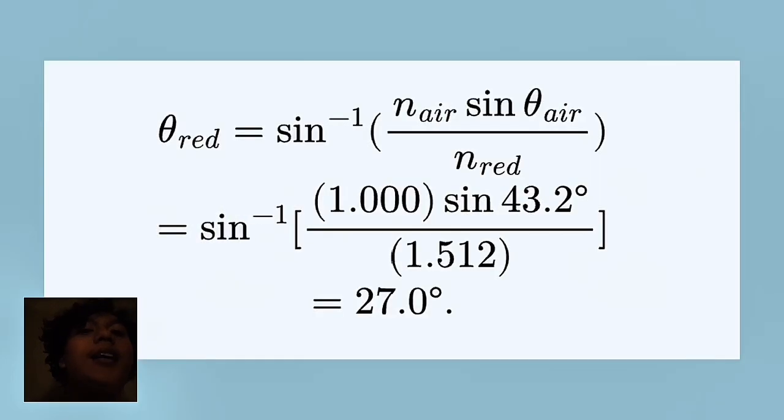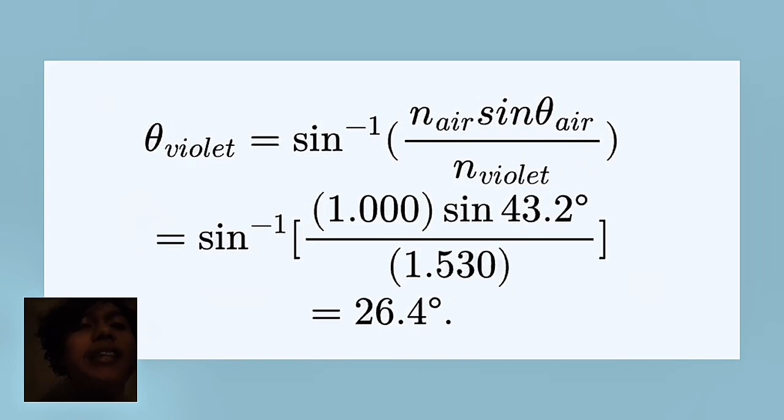We can solve for the angle of refraction as theta sub red equals sine inverse of the refractive index of air multiplied by sine of the angle of incidence in air divided by the refractive index of red in glass. Substituting the values, sine inverse of 1.000 times sine 43.2 degrees all over 1.512. This gives 27.0 degrees.